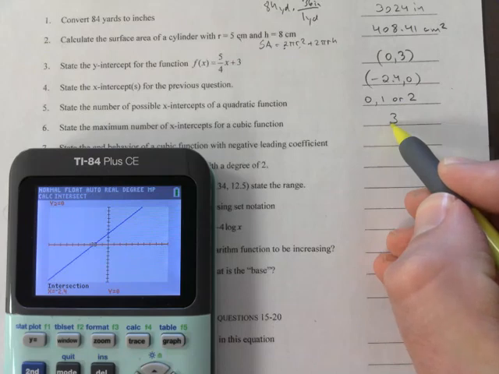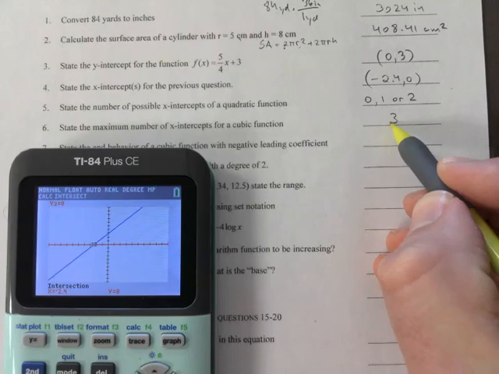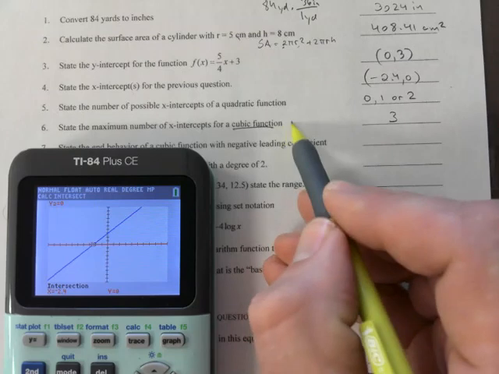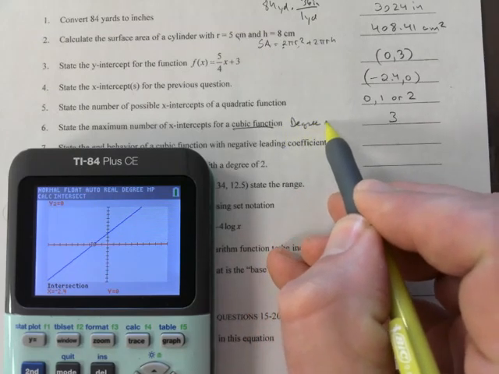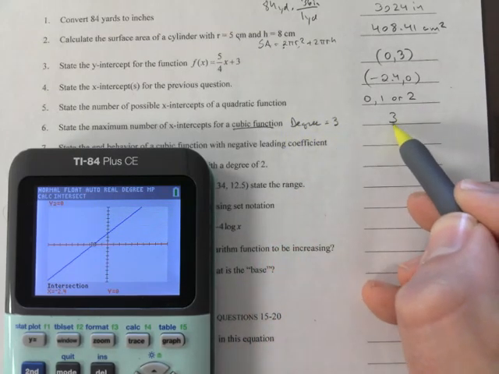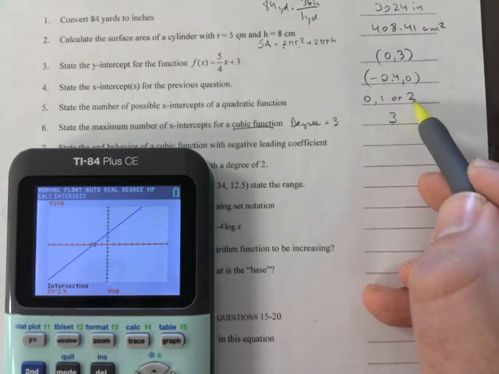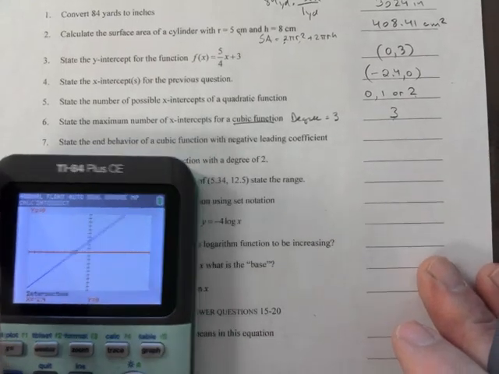What determines that, by the way? The maximum number? It's determined by the degree of the function. So a cubic has a degree of 3, so the maximum is 3. A quadratic has a 2, maximum of 2, right? So if they ask for maximum, that's how you know.